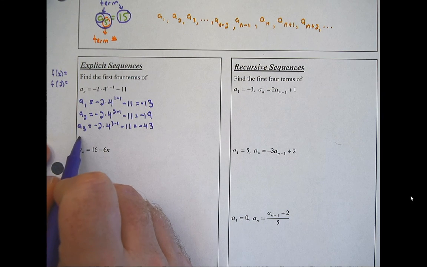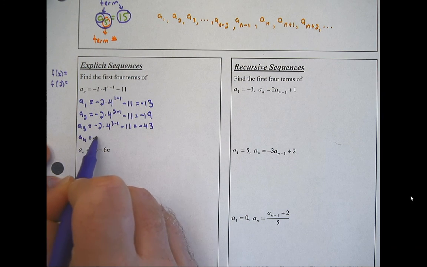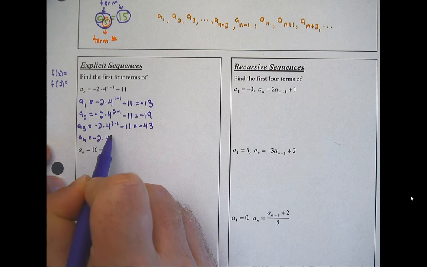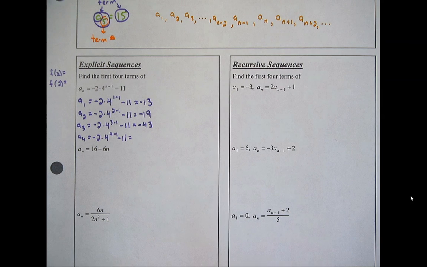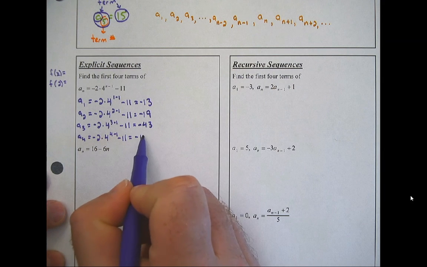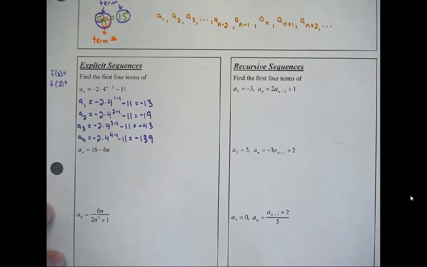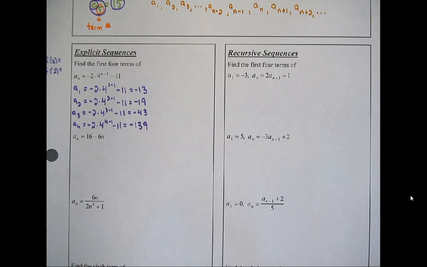And hopefully you're getting the pattern by now. A sub 4 would be negative 2 times 4 to the 4 minus 1 minus 11. Excuse me, I definitely would need my calculator to do that. And we get negative 139. So what is the third term in the sequence? We would say the third term is negative 43.